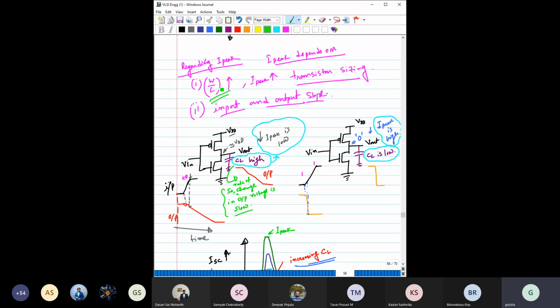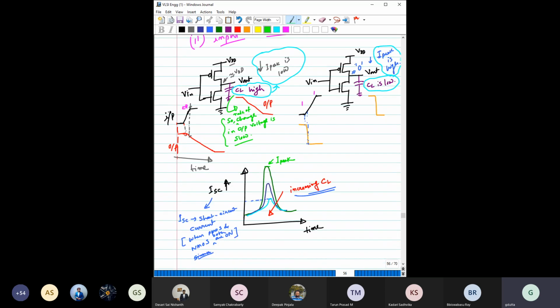Another important point is this W by L. So W by L is quite understood. If you make the transistor wider, then I peak would be higher, and that way the power dissipation will also be higher, right?